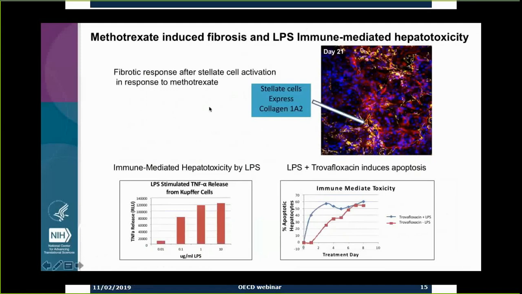So the liver on a chip is also able to show fibrotic response. When methotrexate is administered, the stellate cell gets activated and expresses collagen 1A2, as shown here, indicating a fibrotic response. And then you can also elicit immune-mediated hepatotoxicity by lipopolysaccharide, as shown here with increasing concentration of LPS, also showing an increased level of TNF-alpha release from the Kupffer cells. And moreover, if you couple LPS with trovafloxacin, you can see immune-mediated toxicity, as shown here in blue, compared to trovafloxacin by itself without LPS, shown in red.